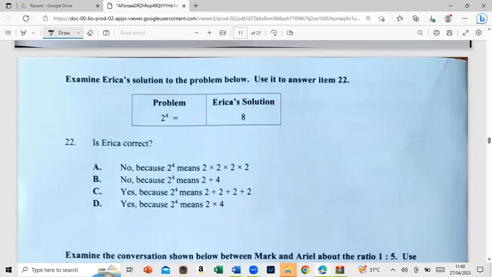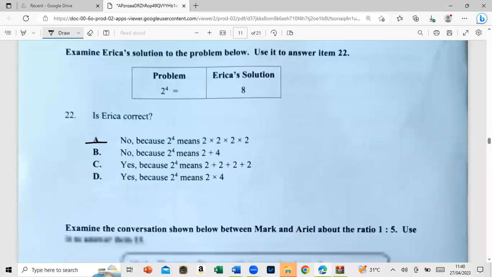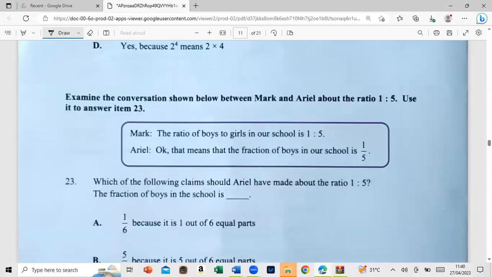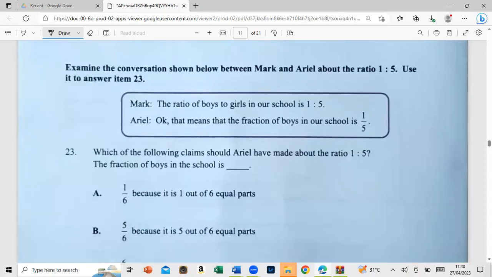Examine Erica's solution to the problem below. Use it to answer item 22. 2 to the 4th is equal to 8. This is Erica's solution. It's correct. No, because 2 to the 4th means 2 times 2 times 2 times 2. Alright, so that would be A. Pretty straightforward. I like this test. I don't see anything challenging for you guys as yet.